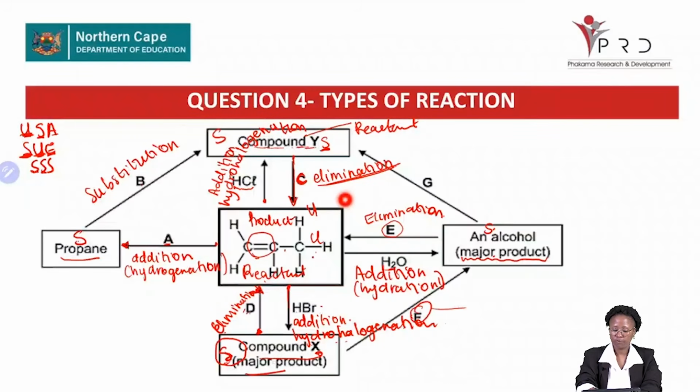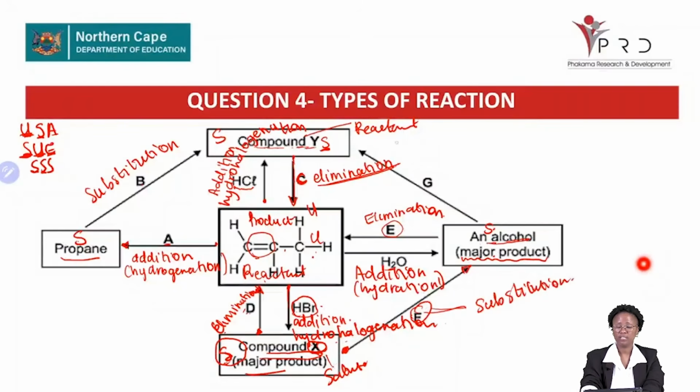Again, we are moving from a saturated compound X. If you still remember, it is saturated. It's a haloalkane because of the HBr that was added. So from a saturated reactant, because that's where the arrow starts, to where the arrow is pointing as a product, then the alcohol is also saturated. So F becomes substitution, also substitution.